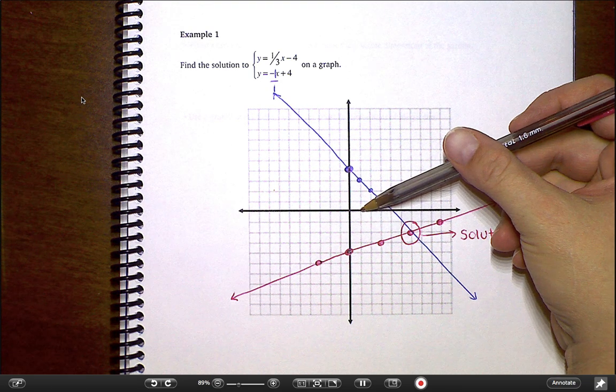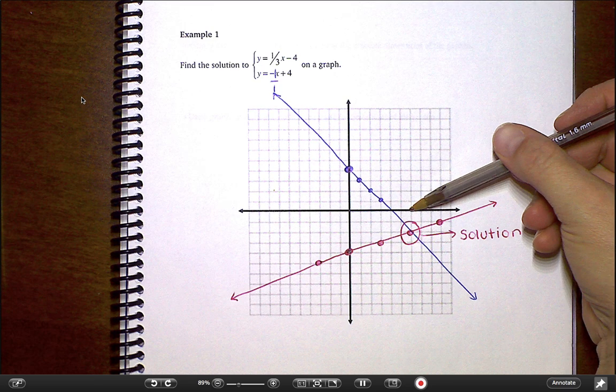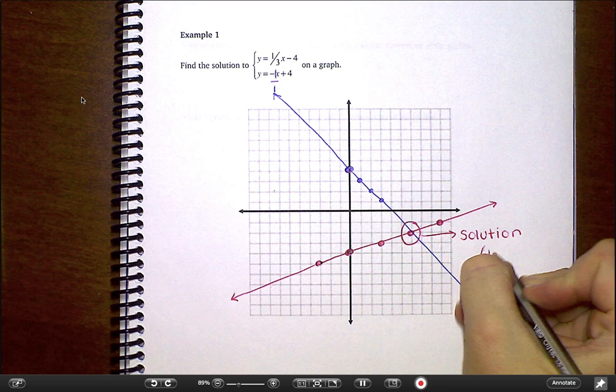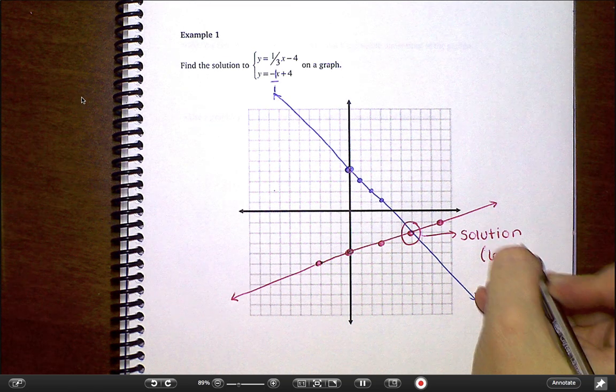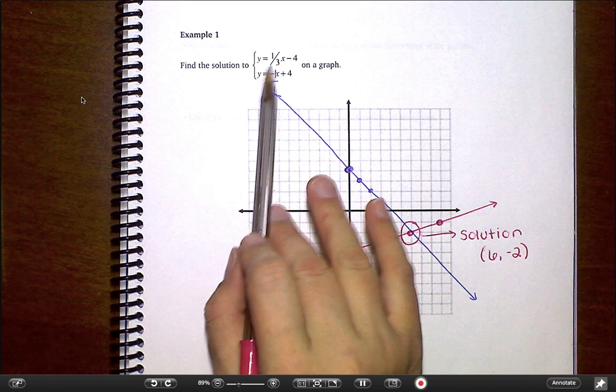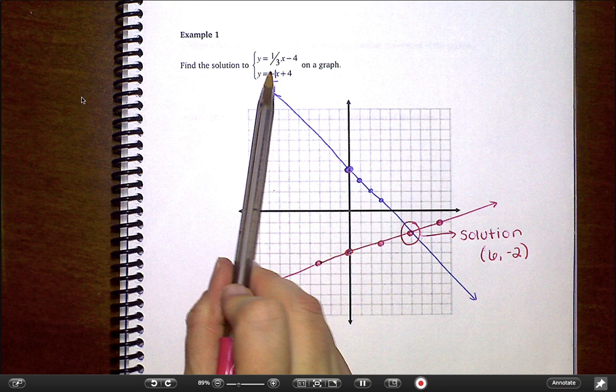This would be on the x-axis 1, 2, 3, 4, 5, 6, and then down 1, 2, I believe. So my solution would be (6, -2). And if I plug this point into both equations, that would be a great way to check and make sure that I'm correct. I'm just going to do that mentally.